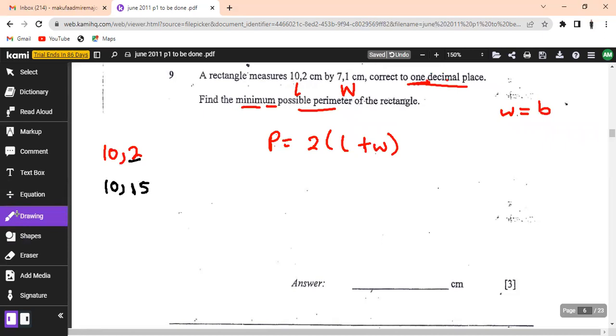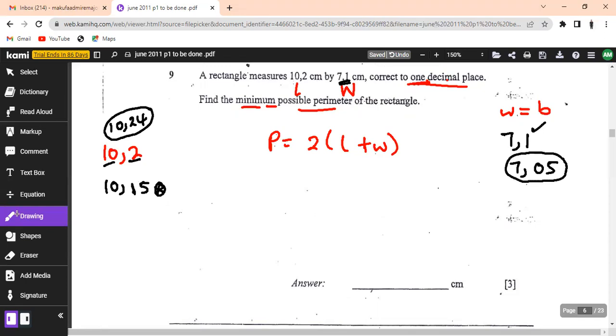If they wanted you to calculate the maximum, you're going to use 10.24. If you round it off, it comes back to 10.2. But we need the minimum, which is this one. So this is our minimum length. We move on to the width and do the same on 7.1. We find the minimum, one minus one, that's a 0, so it's going to be 7.05. So this is your least width, and this is your least length.